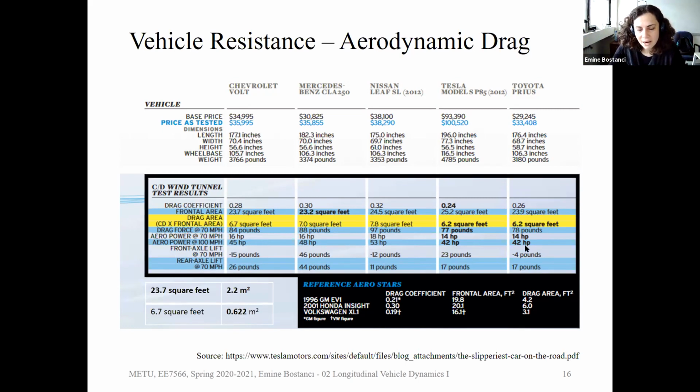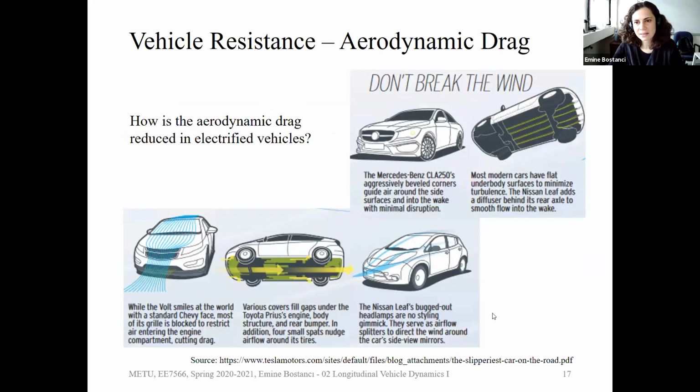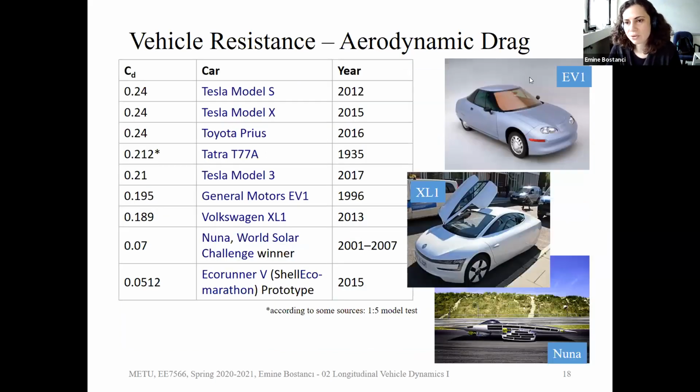But these are the new vehicles, and we can compare them with the vehicles that we had earlier, which will also come in the next slide. So the EV1, the vehicle that we were discussing in the previous lecture, has a drag coefficient of 0.19. And the XL1, I'm going to show its photo in the next one, has a drag coefficient of 0.19. But maybe I just show them and come back later. So this is the EV1, it's a smaller model, I suppose.